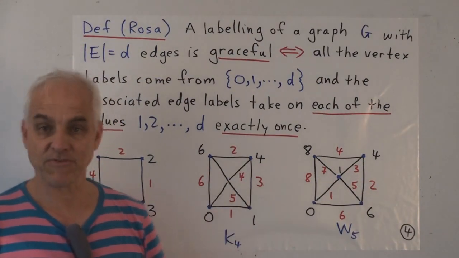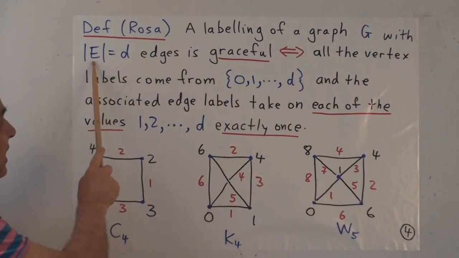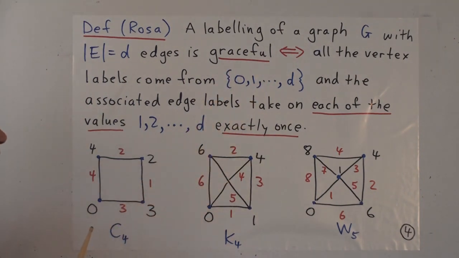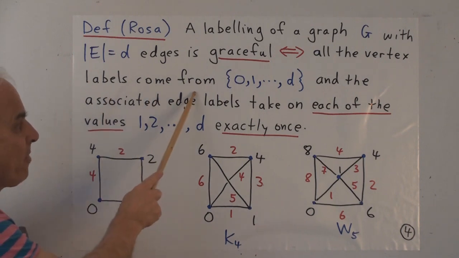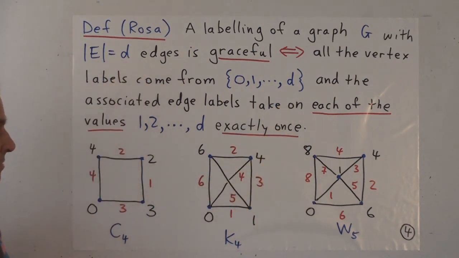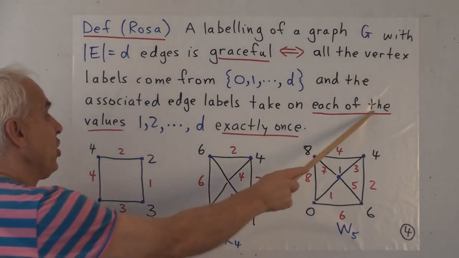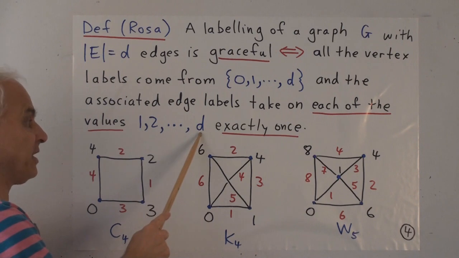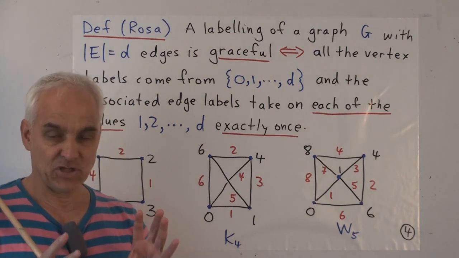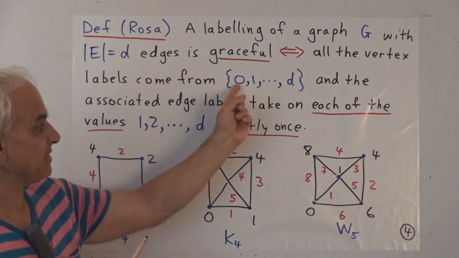Alright, so this definition essentially comes from Rosa in 1967, that a labeling of a graph G with, say, D edges is called graceful precisely when all the vertex labels come from the set 0, 1, 2, up to D. D is the number of edges. And furthermore, the associated edge labels take on each of the values 1, 2, up to D exactly once. So first of all, we're going to restrict the labels on the vertices so that they have to come from the set 0 up to D.